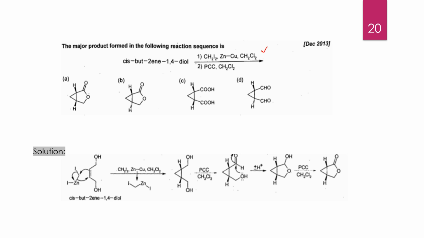The second reagent, what is this? PCC, CH2Cl2. You all maybe know about this reagent. This is an oxidation reagent. We all use this reagent for oxidation usually. It's easily accessible, so we can use it, and it's not that harmful or dangerous. This is called Jones reagent.